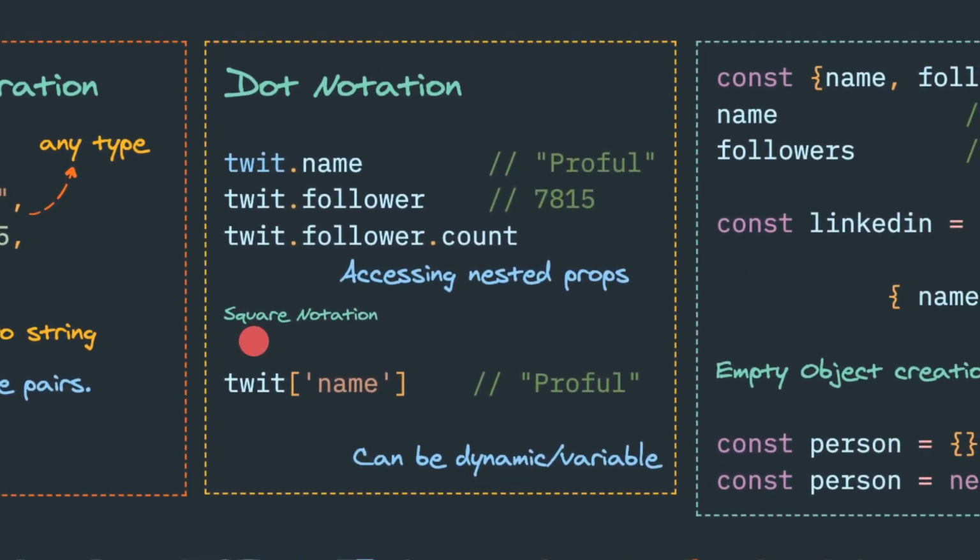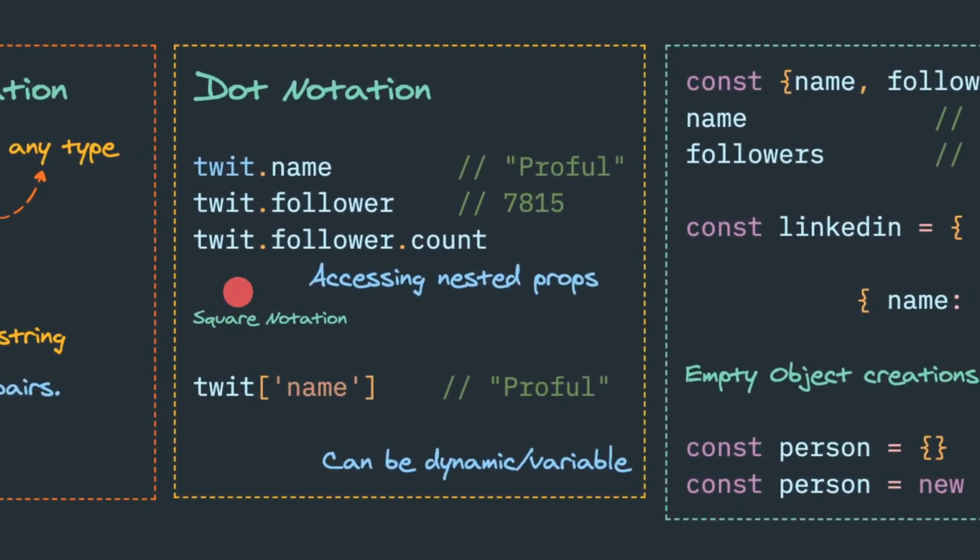To access object properties, we can use dot notation, which is more universal and commonly used, like tweet.name and tweet.follower, and you can access nested properties using tweet.follower.count if those properties are available. We can also access them using square bracket notation. This is not very commonly used. If you know the key or object property, it is always recommended to use dot notation.